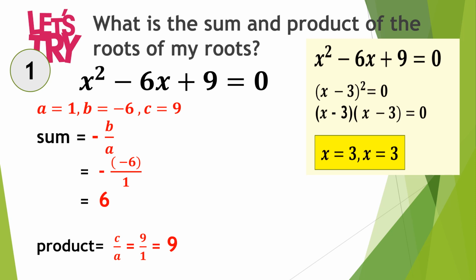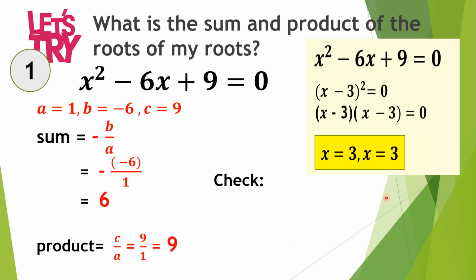I'll give you one technique here. If you notice that your a here is equal to 1, all you have to do is just negate, just get the opposite of this one. Negate, no? That is if your a here is equal to 1. So what is the opposite of negative 6? It is 6. Sum of the roots. And in the case of the product of the roots, just simply get the constant term. And this is it.